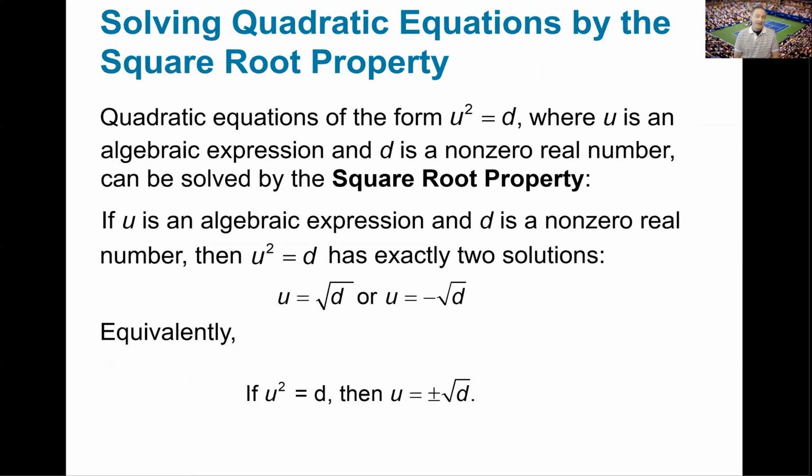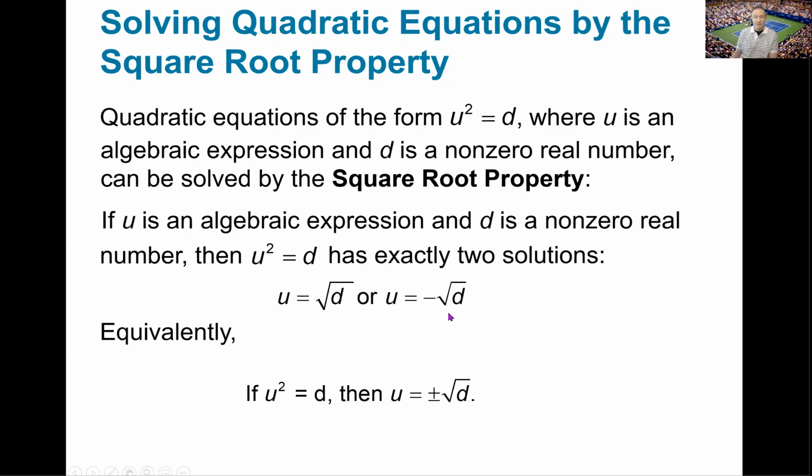property. Something I need to remind you of here is that if you have u squared equals d, please remember u could be a positive or a negative number, because if u were a negative number, u squared is going to be a positive number. So that's why I say whenever we have u squared is equal to d, we're going to have exactly two solutions. u could be the positive square root of d, and u could be the negative square root of d.